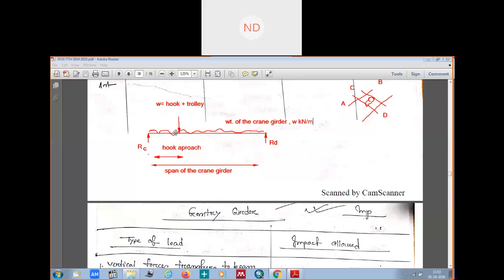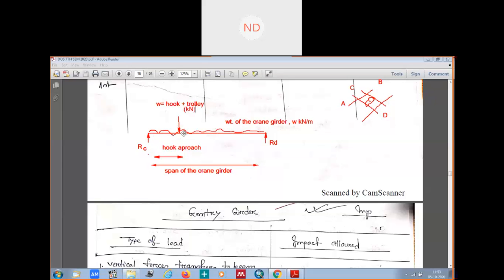In any design of the gantry girder, you have to calculate the maximum wheel load, and the maximum wheel load is where the hook is at its minimum approach. We know this constant position where it will come and stop at one time, but for the other positions we don't know where it is going to stop, so we cannot take the distance and find the reactions and loads. So at minimum hook approach we get our maximum wheel load, which you can express in kilonewtons, hook plus trolley.